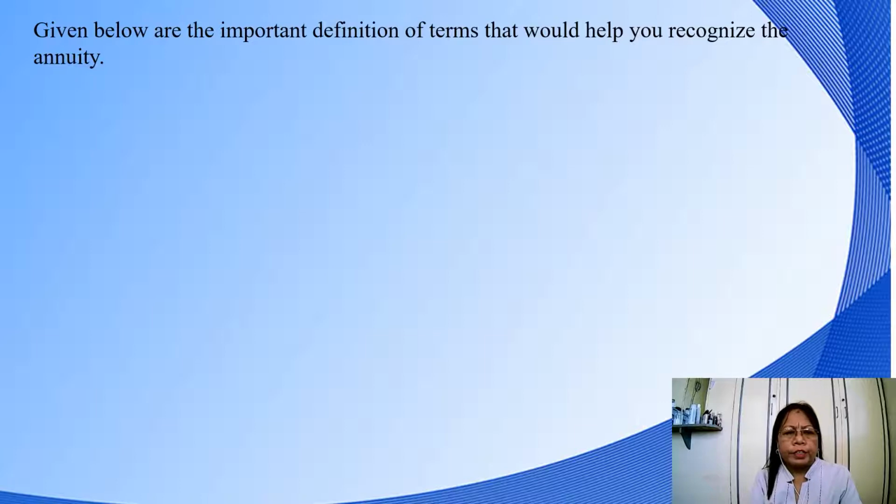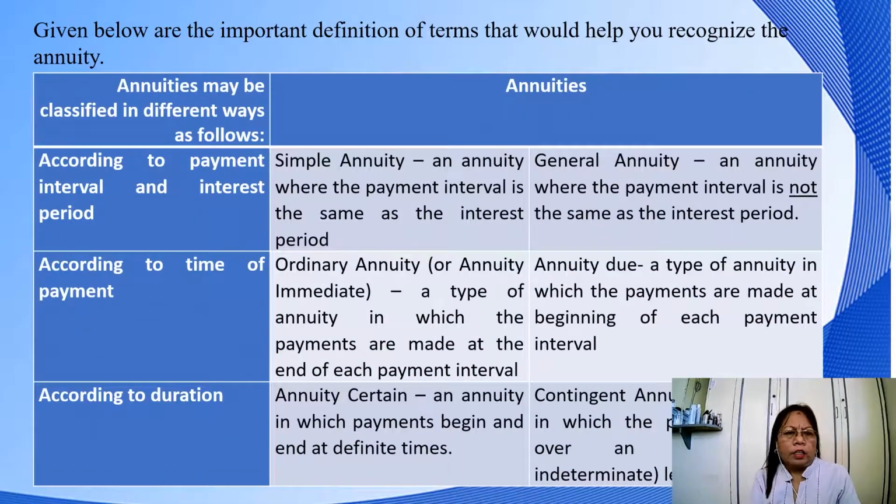Given below are the important definitions of terms that will help you recognize the annuity. Annuities may be classified in different ways as follows: according to payment interval and interest period, according to time of payment, and according to duration. According to payment interval and interest period, an annuity is simple if the payment interval is the same as the interest period. A general annuity is an annuity where the payment interval is not the same as the interest period.